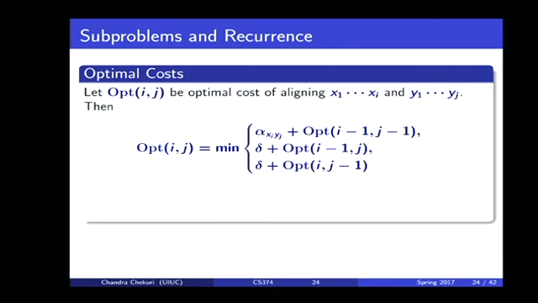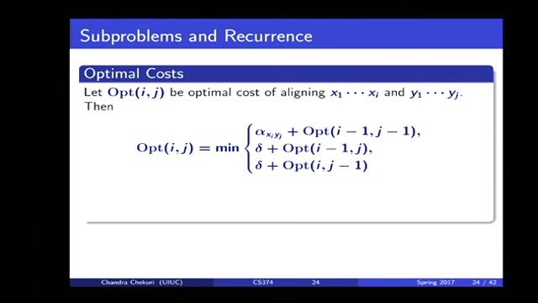If I map the last character of the first string to a blank space, I pay delta, and I shrink the first string by 1 because I already mapped the last one. I pay opt i minus 1 j. If I map the last character of the second string to a blank space, I pay delta and opt i j minus 1. I shrank the second string but not the first. This is it, right?